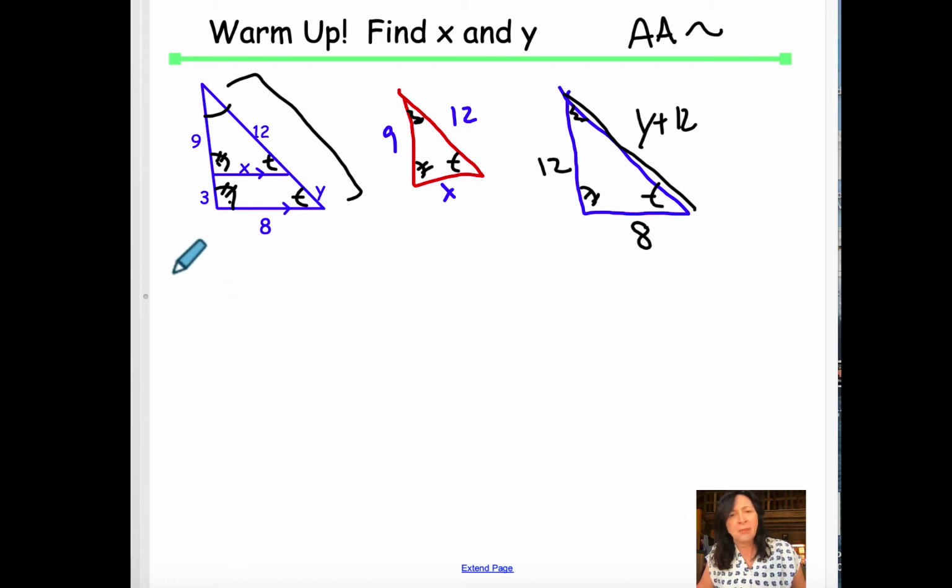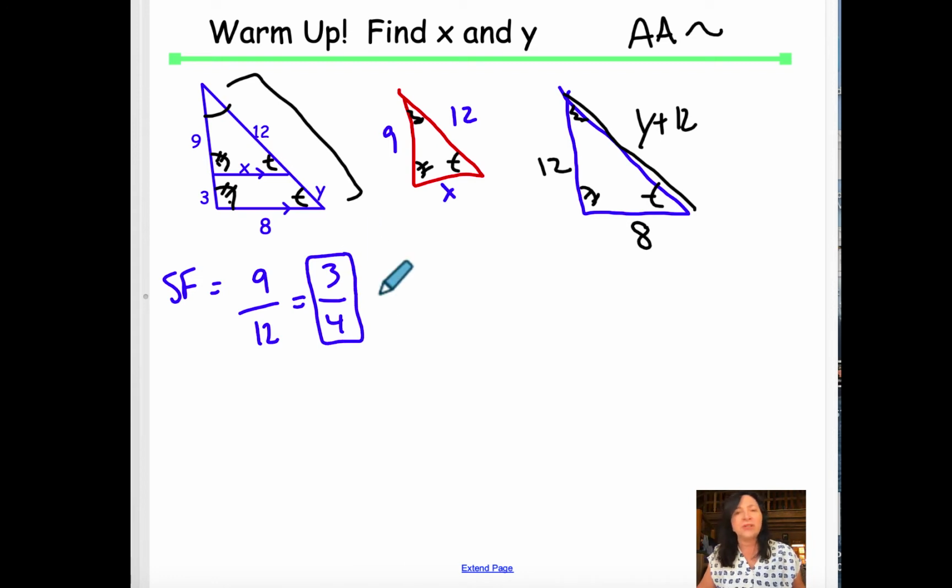But before I do that, I'm going to start off with my scale factor. And my scale factor compares the same corresponding side in different triangles. So I don't have x, so I can't correspond with 8. I don't have y, so I can't correspond with these two. But I do have 9 and 12. So we have 9 is to 12. And so what that is going to tell us is that reducing that by 3, I'm going to get 3 over 4. So my scale factor is 3/4. So I'm going to use that to find the other lengths in the triangle.